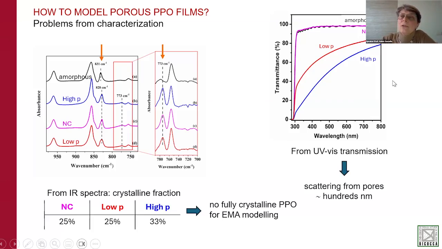Then we went to check the transmittance in the UV-visible, and we saw the amorphous and nanocrystalline films transparent, transmitting light, and then this is the edge of the substrate.